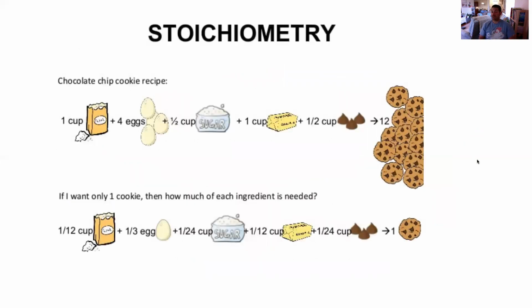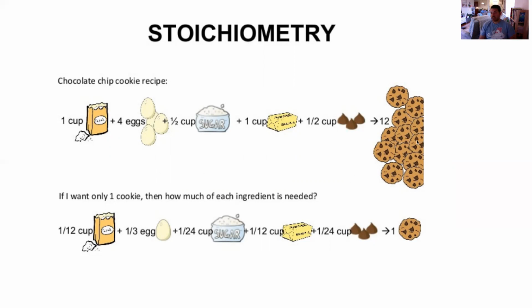All right. We can also do this with cookies. To make 12 chocolate chip cookies, you need 1 cup of flour plus 4 eggs plus a half cup of sugar plus 1 cup of butter plus a half cup of chocolate chips. I don't know if that's exactly how it'll work, but that looks good. And it'll make you 12 cookies. Well, what if I only wanted 1 cookie? In theory, we can scale the recipe, right? So we can multiply everything by the same number.